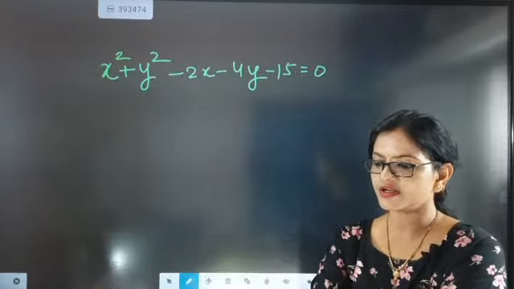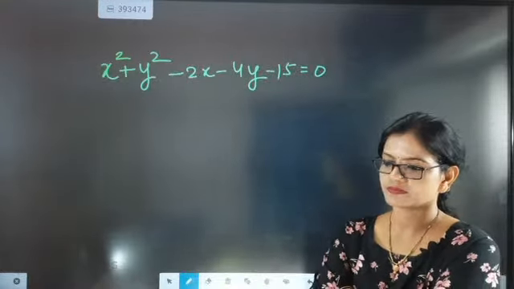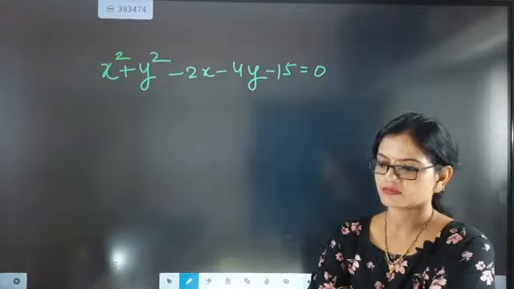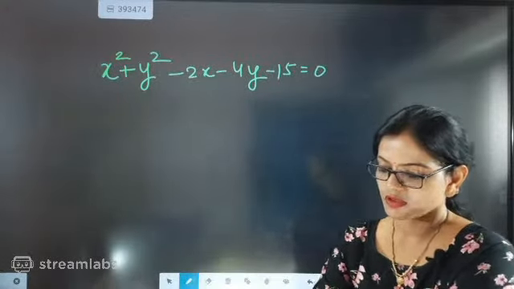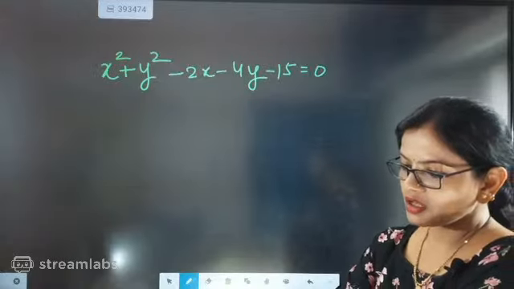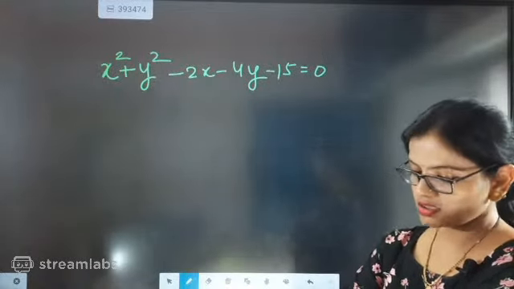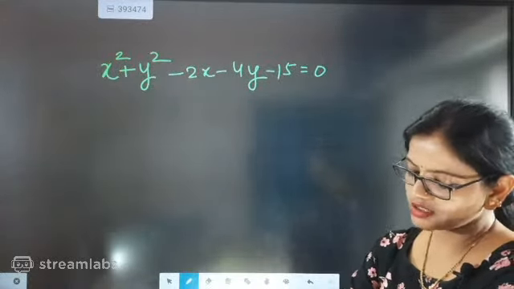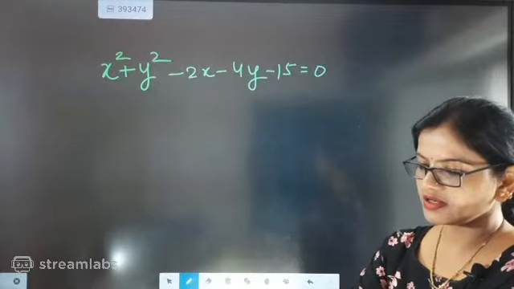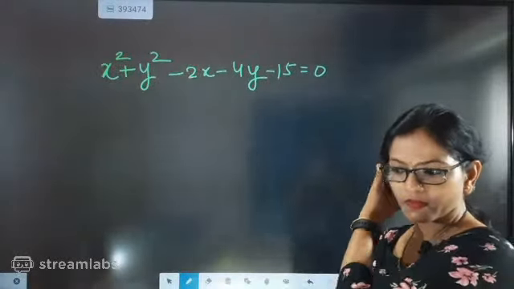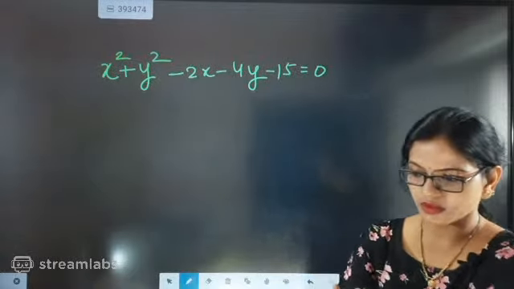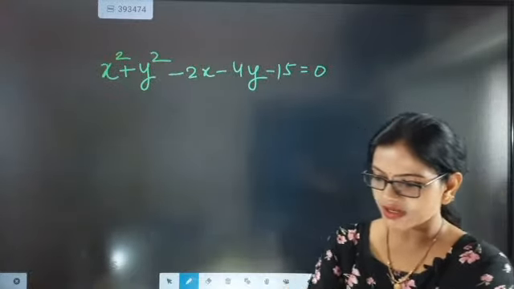One comma 2 as center. Saranya, 1 comma 2 as center. Okay. Radius. Center is okay, radius you find and tell. What will be the radius coming here?